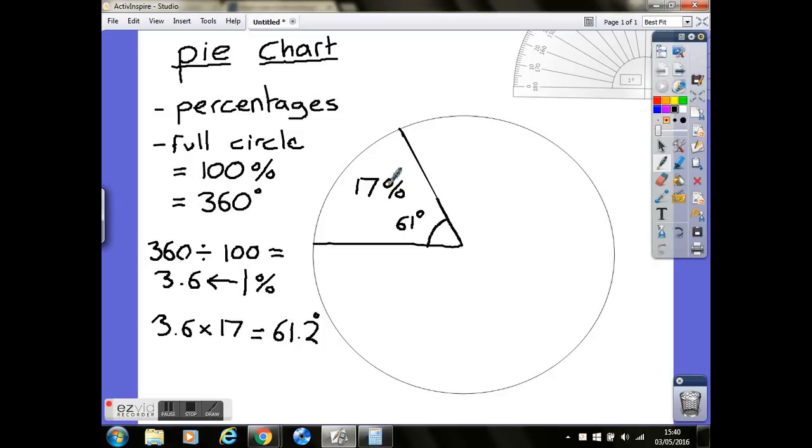It's easy as that. Once you're doing that at first, obviously, if you've never done them before, it can be quite difficult to get used to. But you've just got to remember the basic steps. Divide 360 by 100 to find 1%. And then 1% multiplied by whatever percentage you're looking for. And that'll show you the angle that you need to draw.